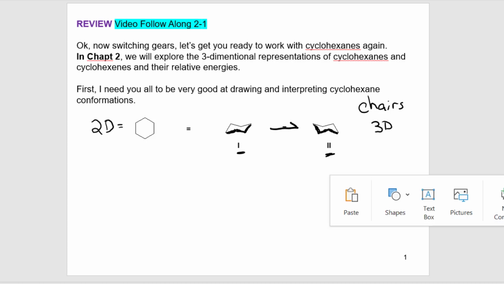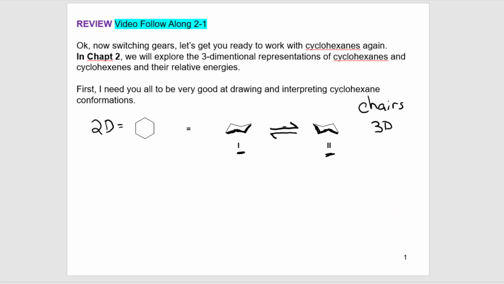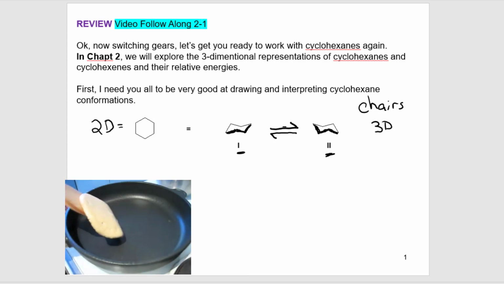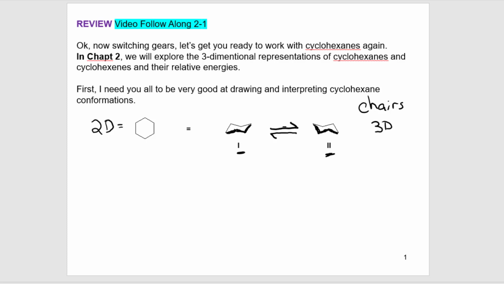Understand that these are the same and they are in equilibrium. They are flipping back and forth, flip, flip, flip. And when I say the word flip, I don't mean flip it like a pancake. The word flip is kind of an annoying term that we use. It actually should be twist. It twists, twists, twists.